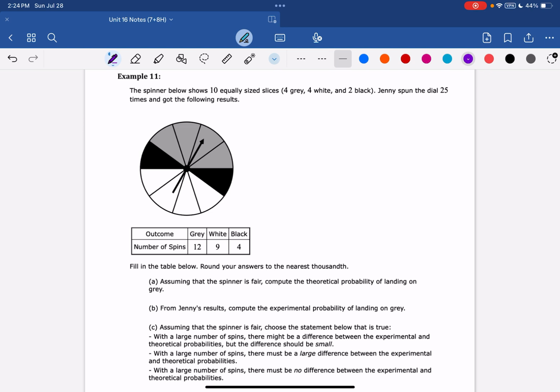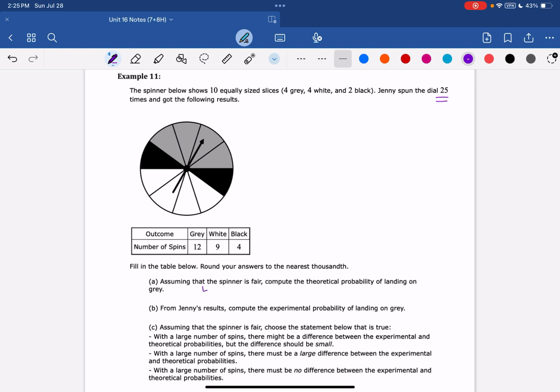Okay, so she did it 25 times. It says fill in the table below or answer the questions below. Round your answers to the nearest thousandth. Assuming that the spinner is fair, so you have an equal chance of landing on each piece, compute the theoretical probability of landing on gray.